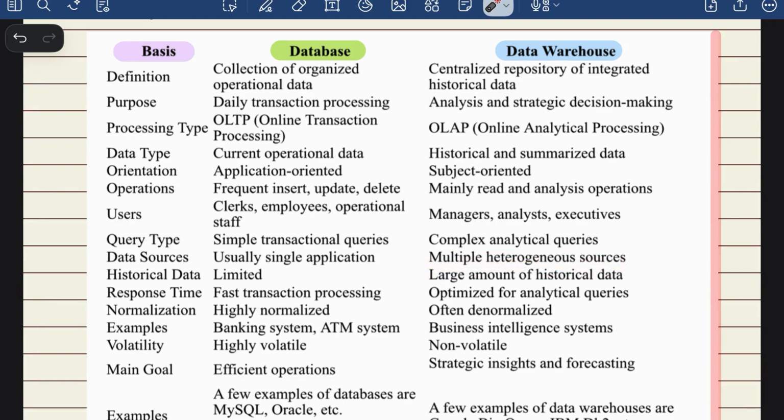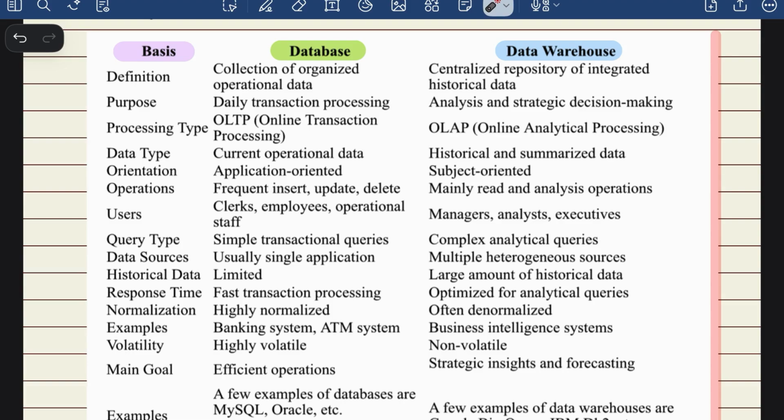I talked about that there are different departments in an organization, and we collect the data from different departments into our data warehouse. So there are heterogeneous data sources, and you see the response time is fast because we need it for our day-to-day transaction. But the data warehouse is optimized for analytical queries. Okay, so there is a large amount of data, it cannot be slow, it is optimized for the queries.